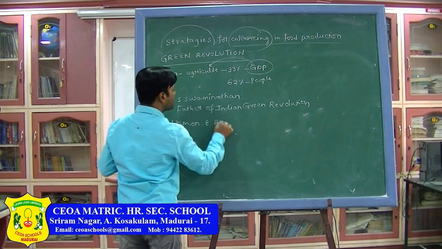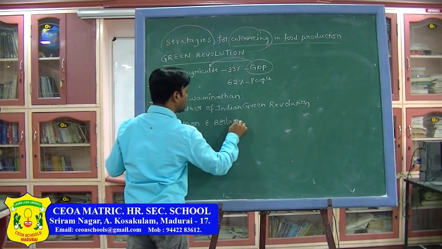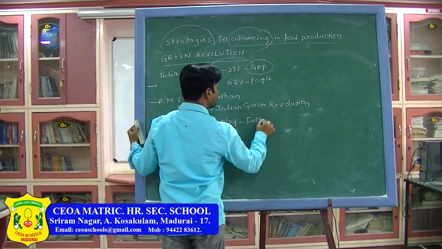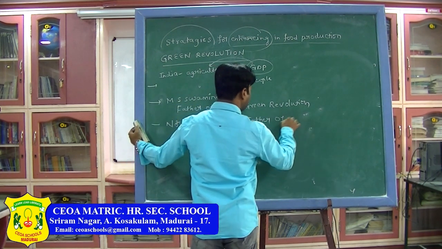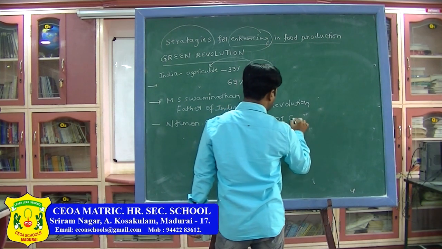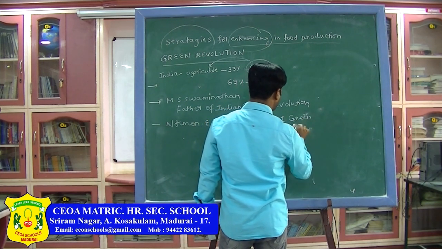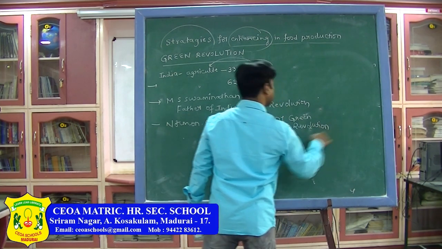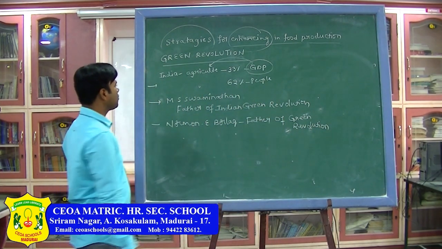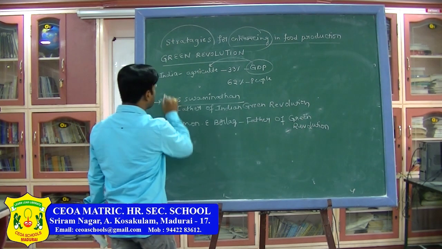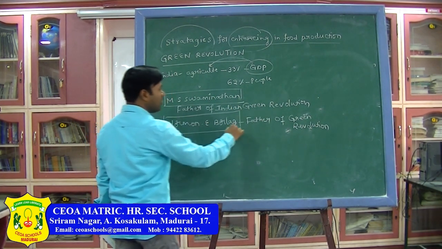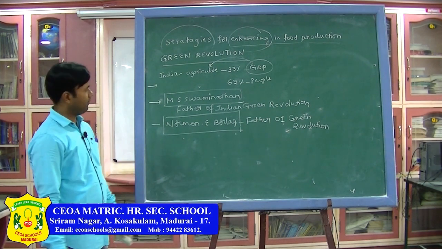Next, Norman E. Borlaug is the father of the green revolution all over the world, worldwide. Very, very important, these two. M.S. Swaminathan is the father of the Indian green revolution. Norman E. Borlaug is the father of the world green revolution.